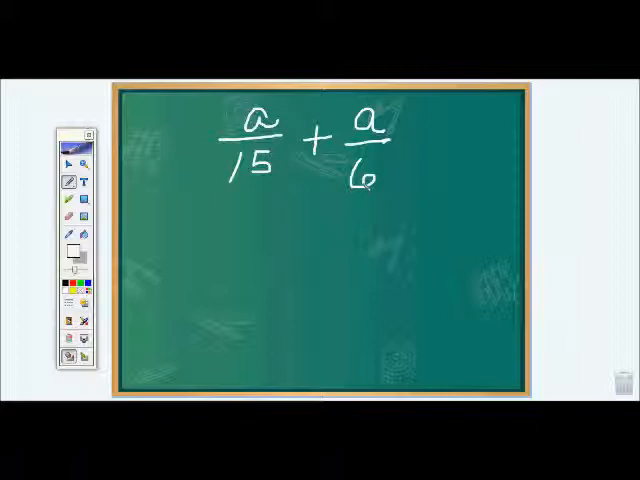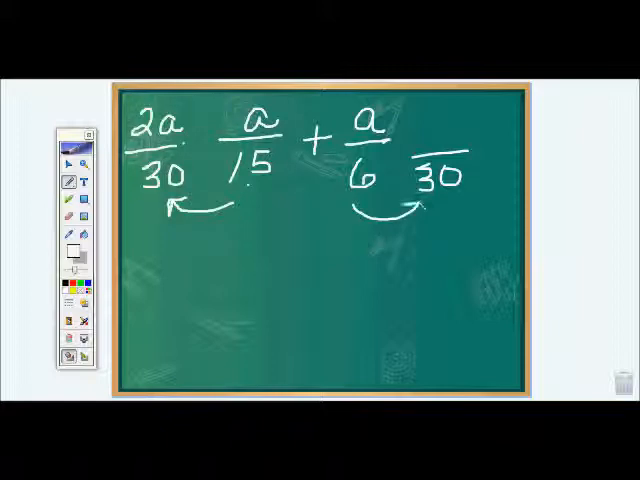So again, go to your larger of your denominators. I have 15. 6 will not go into 15 evenly. So let me do 15 times 2. That's 30. It will go into 30 evenly. So my common denominator is going to be 30. Now, how do I get from 15 to 30? I'm going to multiply by 2. So 2 times a is 2a.